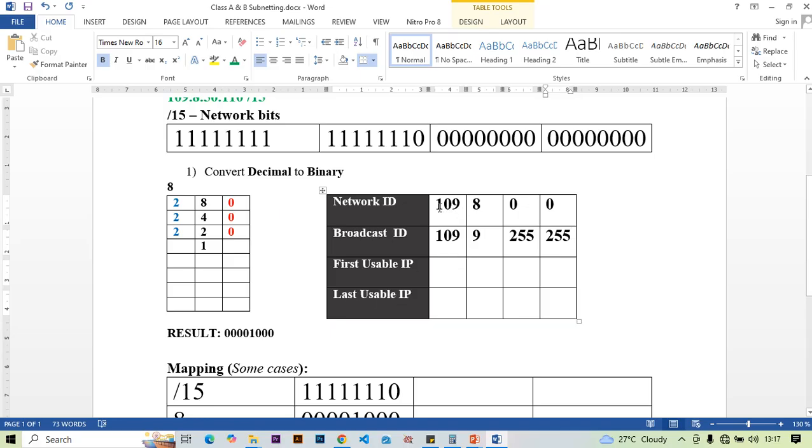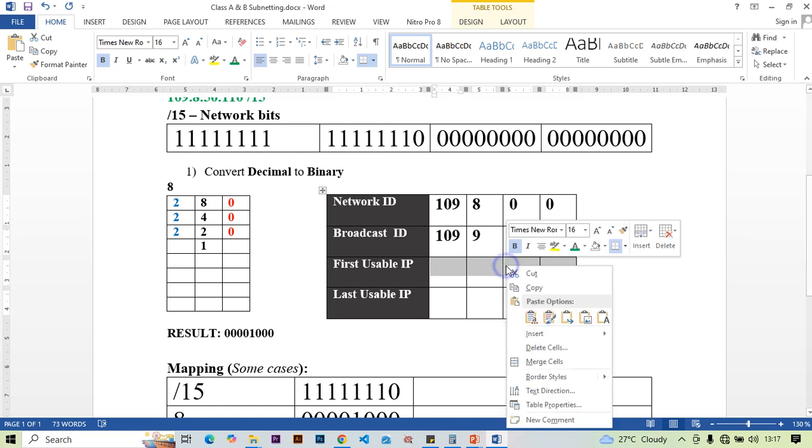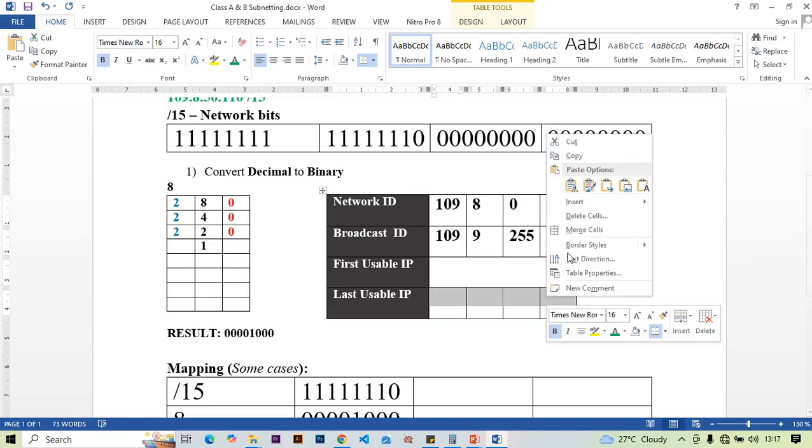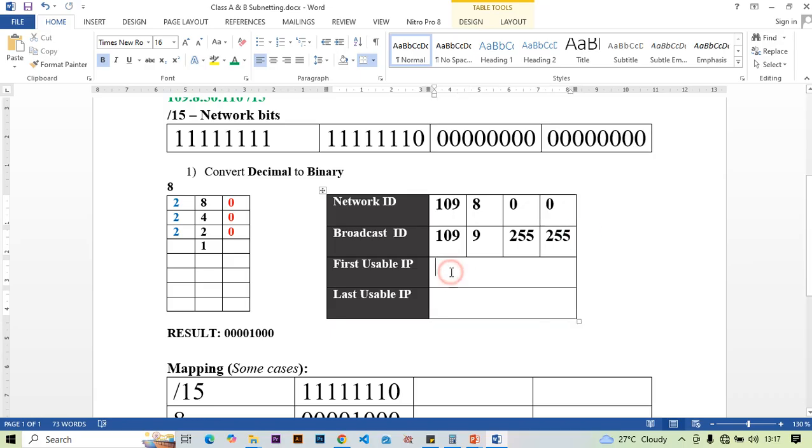We're simply just going to say the first IP will be between 109.8.0.0 and 109.255.255. Maybe this is confusing when I use these tables, but it's okay. Let me merge these tables and also merge these so that I can just write it down so that it doesn't confuse you. Okay, so now it means our first usable IP address will be 109.8.0.1. That will be our first usable IP address.